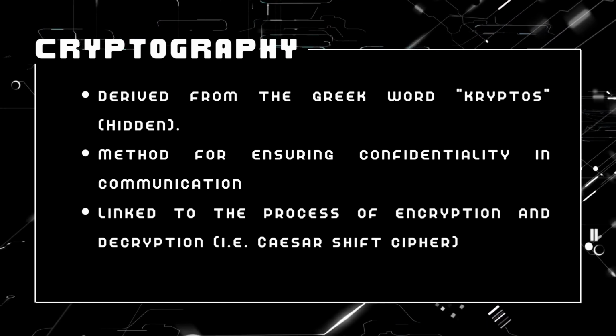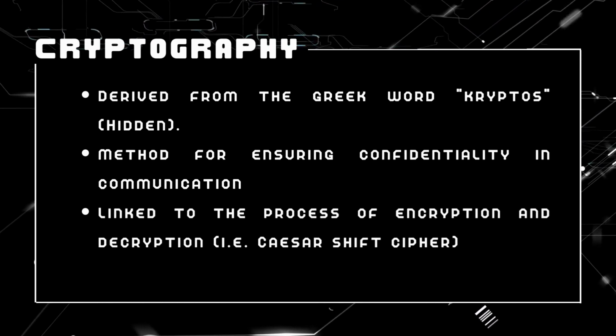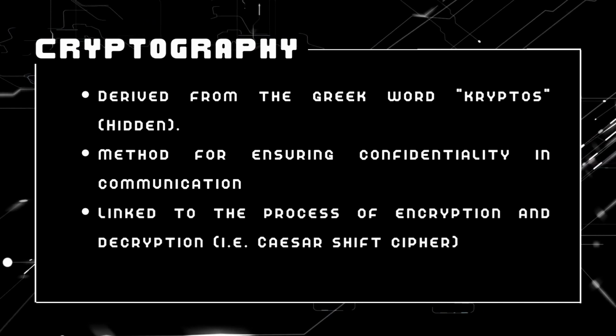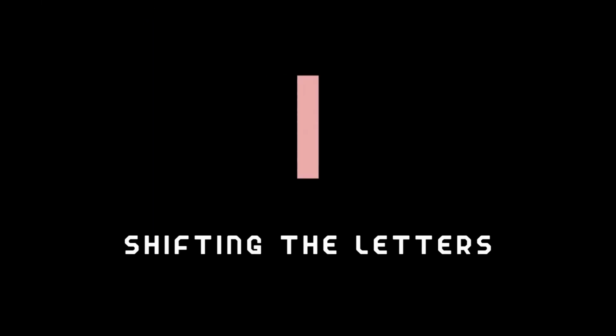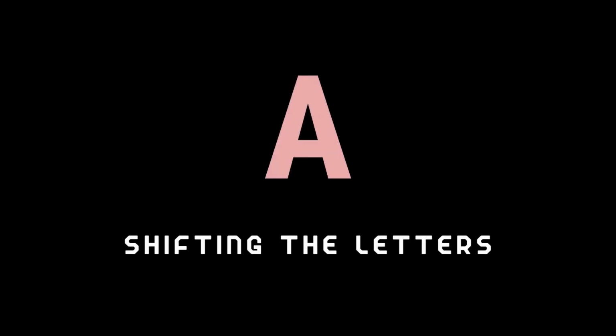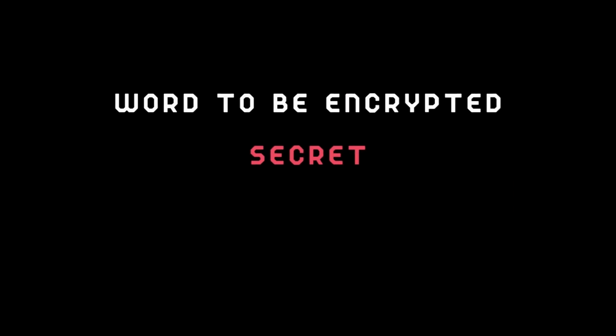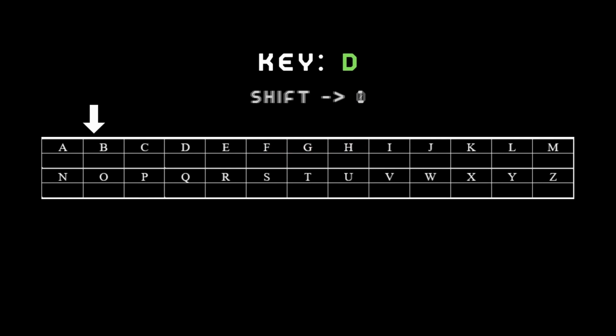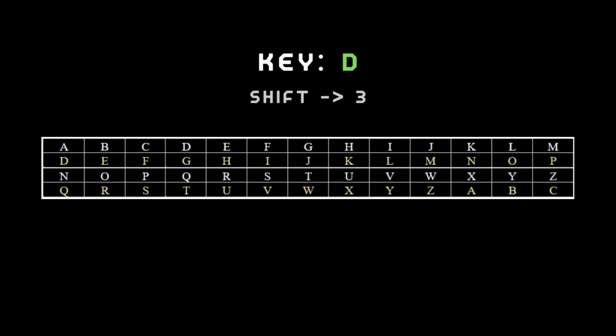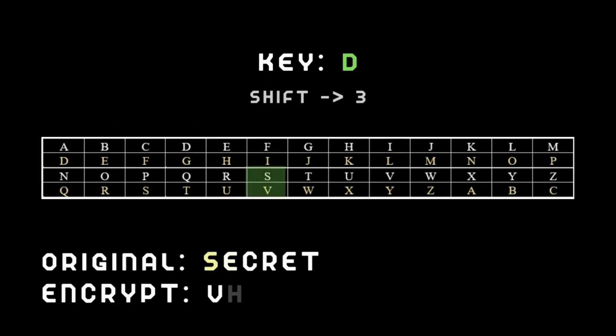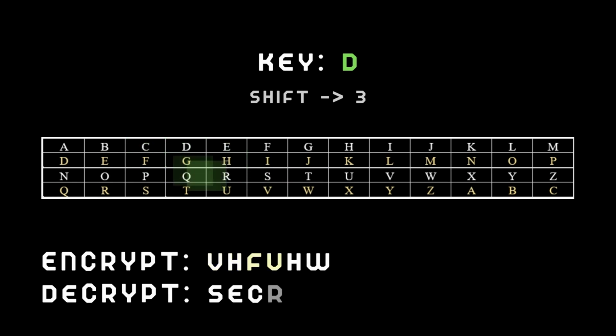Julius Caesar's shift cipher is one of the most well-known examples of such a crypto system. This is done by shifting the positions of each letter depending on the key. For instance, I'd like to encrypt the message "secret" with the key D. I do this by shifting all the letters forward by 3, yielding the encrypted message VHFUHW. If I wanted to decipher this message, all I had to do was shift the letters 3 places backwards.